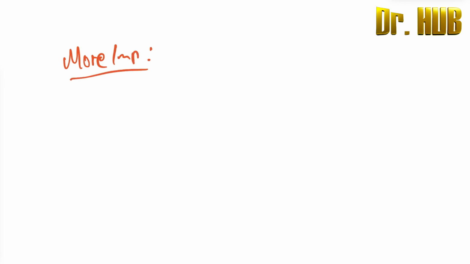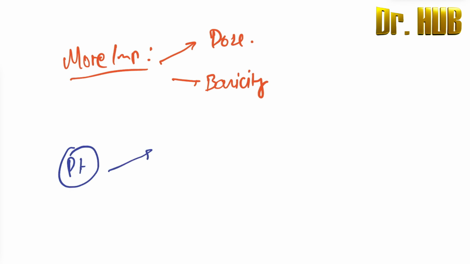The more important factors for the dermatomal spread of spinal anesthesia include the dose as well as the baricity. Next, it includes the patient factors. We are dealing with the most important patient factor, which includes the CSF volume. Next, it includes the advancement of age as well as pregnancy.